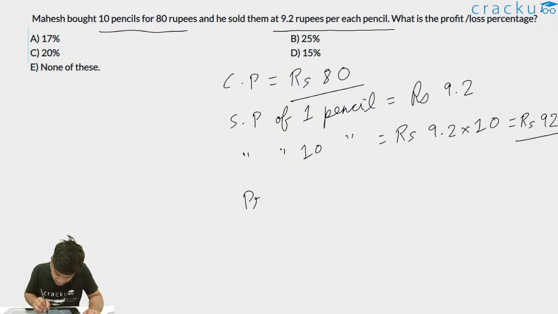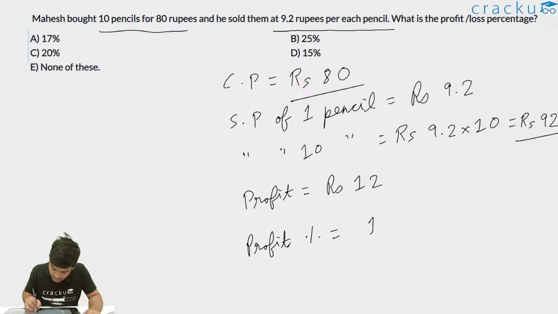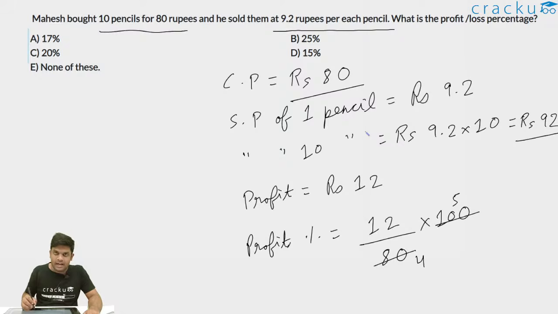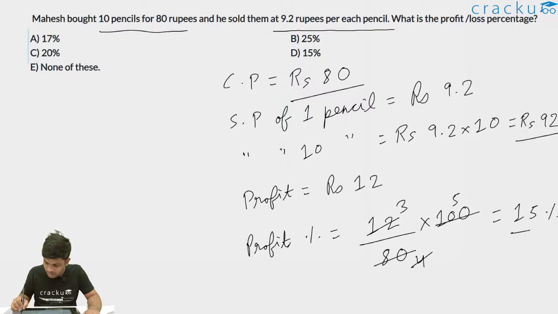So the profit is sell price minus cost price, which is equal to rupees 12. So profit percentage is profit by cost price, which is 12 by 80 into 100. So 100 by 80 will be 5 by 4 and 12 by 4 will give us 3. So 5 into 3 is 15%. So 15% is the profit percent. So answer is option number D, which is 15%.